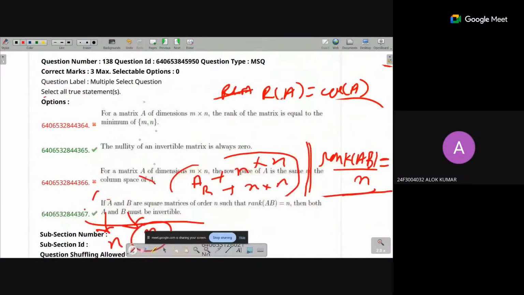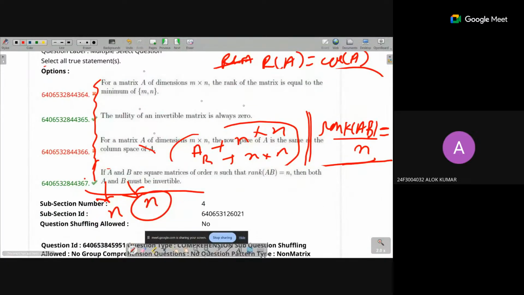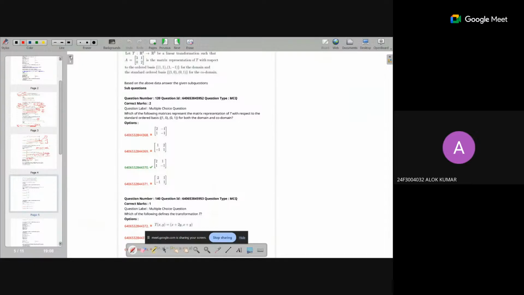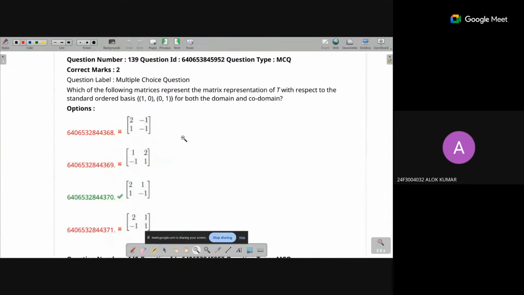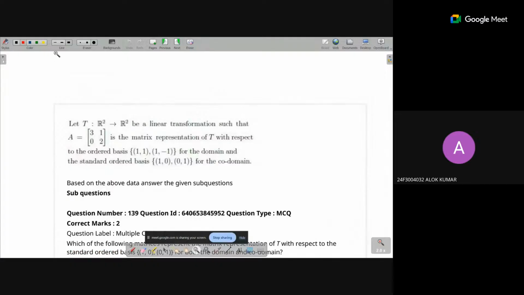Understood this question? Question number 2. These are four different concepts. Understood this part? Okay, this question is really important. You will learn how to write the transformation from a matrix, and from the transformation how to write the matrix. So read this question first.